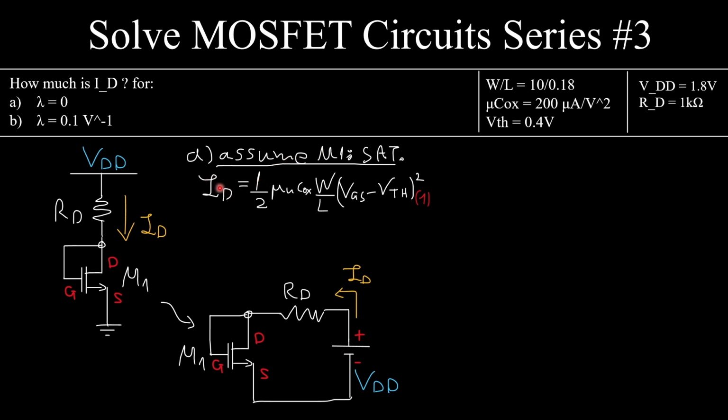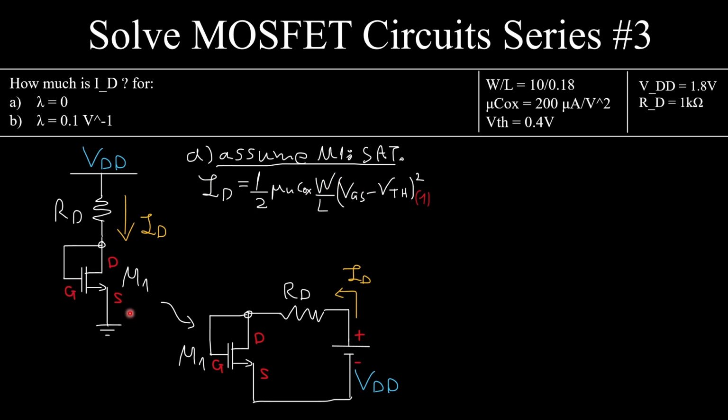I take the equation ID equals 1 over 2 mu n Cox W over L (VGS minus VTH) squared. I'm given some values for the MOSFET over here, enough of them to know how to handle this. Mu n Cox I know, W over L I know, VTH I know, it's 0.4, and now I have two unknowns, ID and VGS.